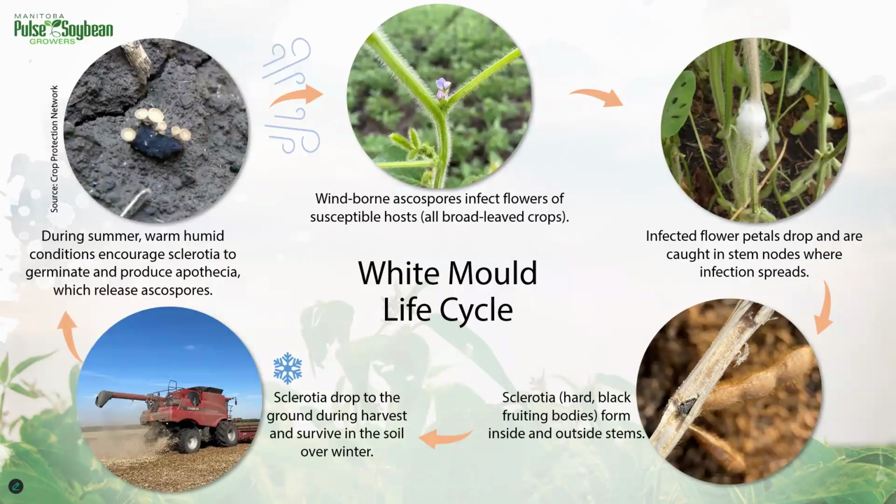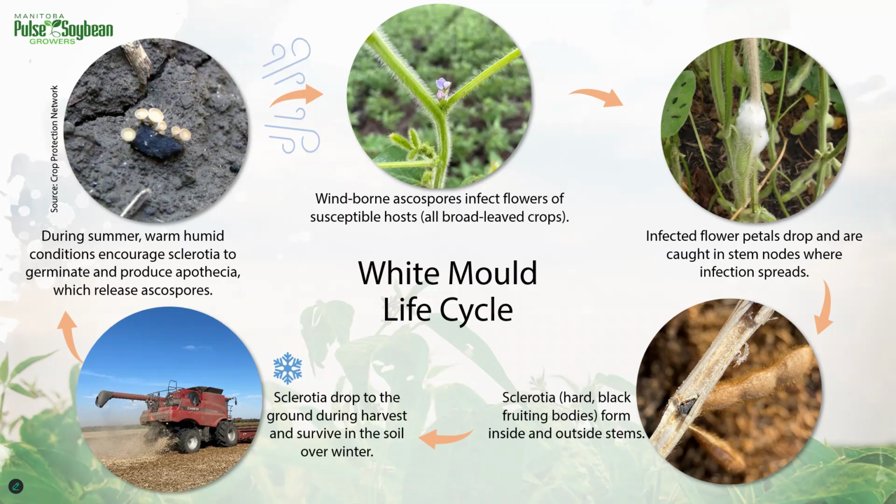Since the host range is so broad, it's worth knowing white mold's life cycle to inform scouting and management decisions. White mold overwinters as those hard black sclerotia bodies in the soil and on crop residues. During summer, warm, humid conditions encourage those sclerotia to germinate and release ascospores. These spores are blown in the wind to infect flower petals, which are a sugar source for the disease to colonize. This is the part of the disease life cycle where fungicides can play a role. Fungicides can cover those flower petals and the healthy green tissue, preventing infection.